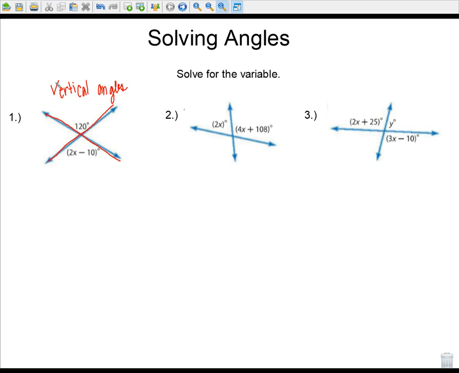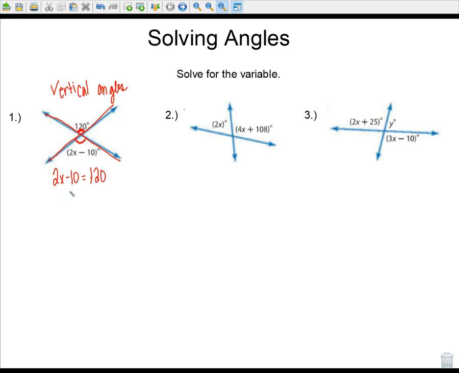So now you need to know the property that the vertical angles create. And that property is that vertical angles are congruent. So this angle right here is going to be congruent to the angle across from it. Anytime we have two angles that are congruent to each other, we want to take their algebra and set them equal to each other. So here we're going to say 2x minus 10 is equal to 120, because these two angles are congruent, so we set them equal to each other.